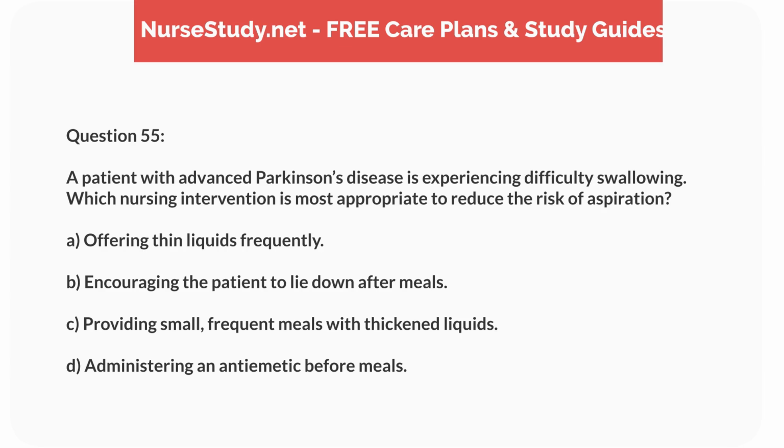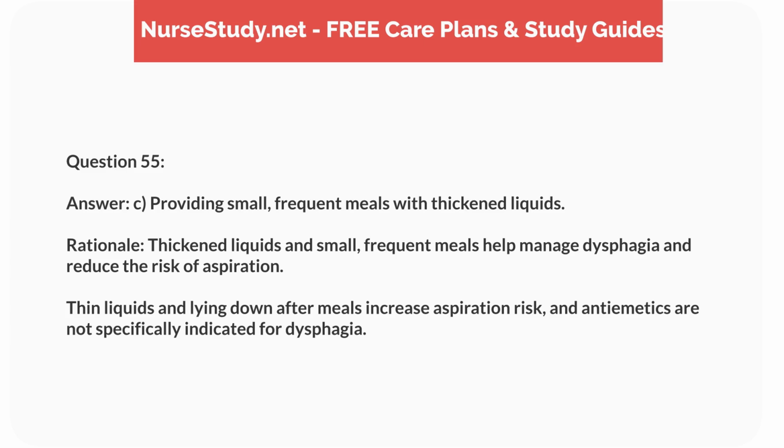Question 55. A patient with advanced Parkinson's disease is experiencing difficulty swallowing. Which nursing intervention is most appropriate to reduce the risk of aspiration? A. Offering thin liquids frequently. B. Encouraging the patient to lie down after meals. C. Providing small, frequent meals with thickened liquids. D. Administering an antiemetic before meals. Answer: C. Providing small, frequent meals with thickened liquids.